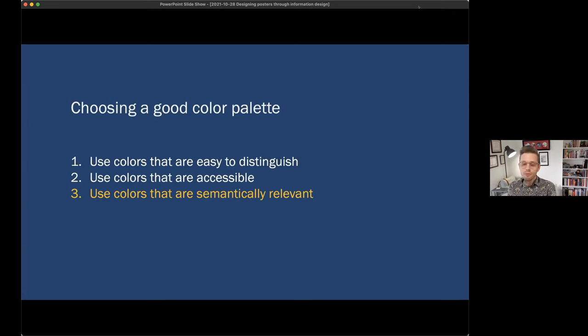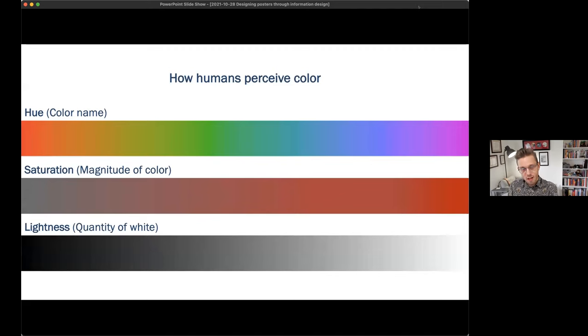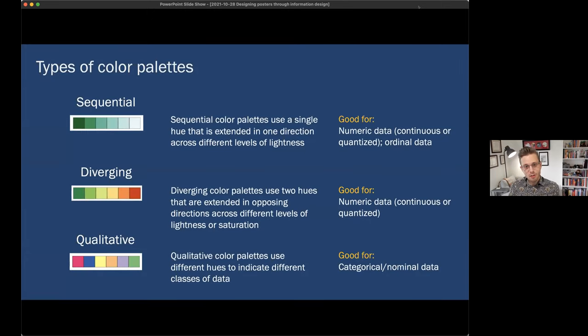So lastly, last tip for choosing a good color palette is to use colors that are semantically relevant. And when I say semantically relevant, I mean being careful about what exactly color is encoding in a figure or a design. So to understand this, it's important to understand that humans perceive color in three primary dimensions. In terms of the hue of the color, the name of the color, red, green, blue, for example, the saturation, the magnitude of that color, and then lightness, which is the quantity of white in the color. So when we perceive colors, we perceive them across these three different dimensions. These things matter when it comes to choosing color palettes to correctly encode different kinds of data in our research.